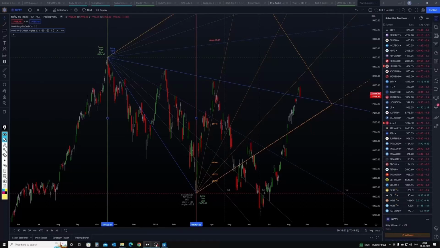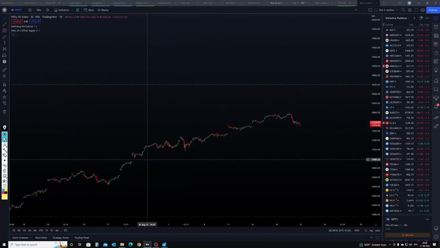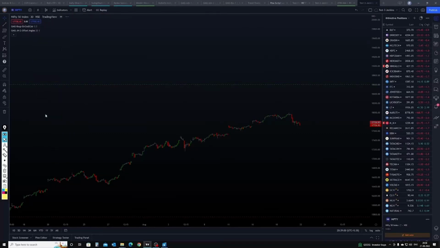So number one is that you should use a separate chart for a separate time frame. I'll show you what happens when you use the same chart on a different time frame. This is Nifty on a daily chart. And if I try to change the time frame to 30 minutes, look what happens. You will see all types of weird things. So what you should do is have a separate chart for separate time frames.